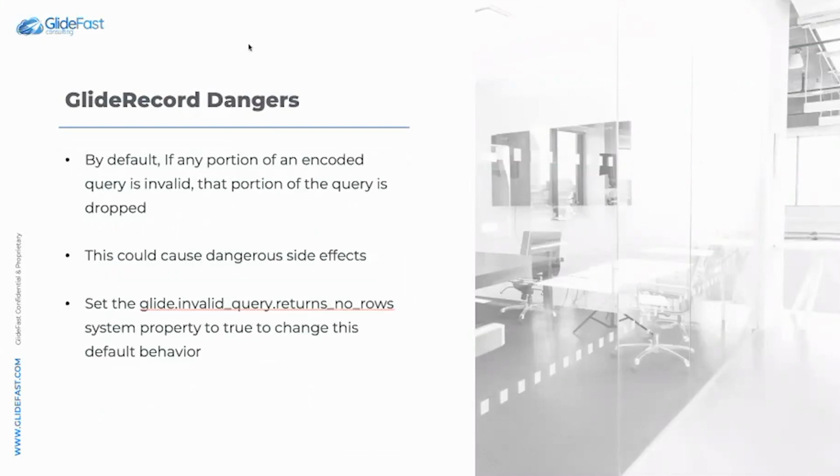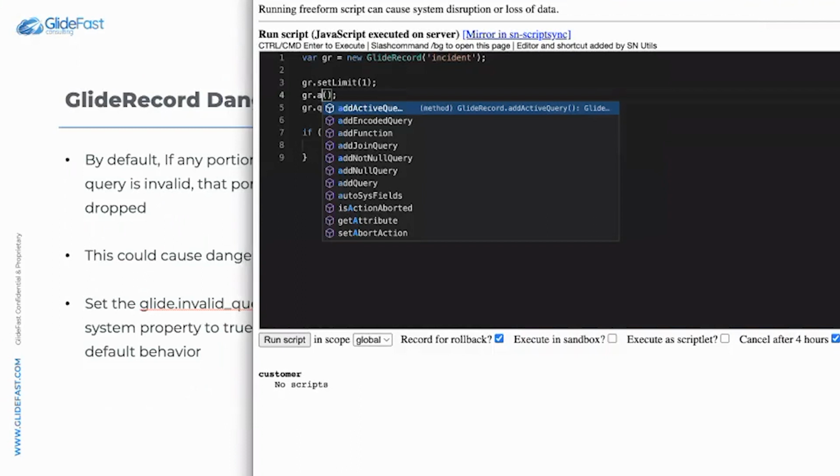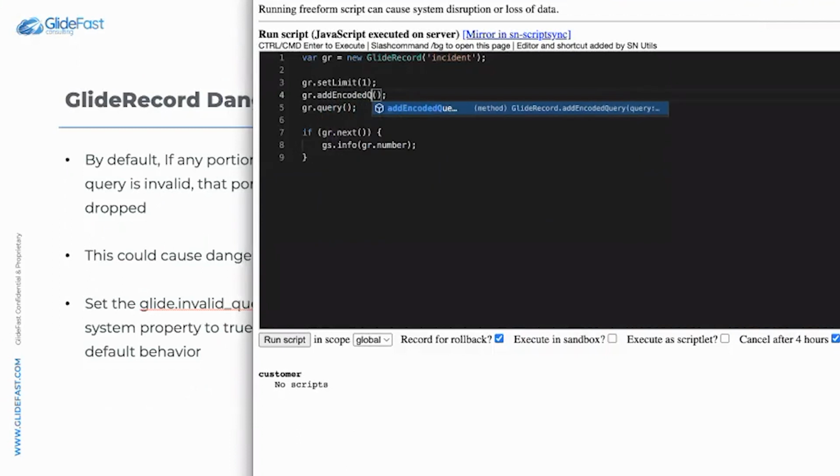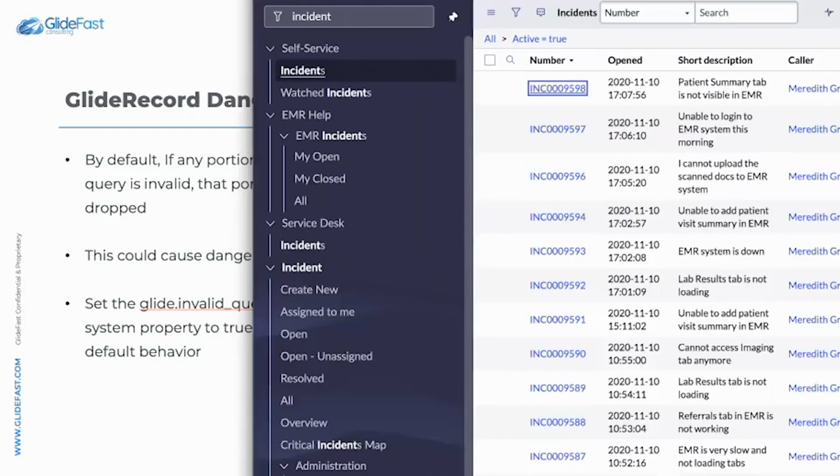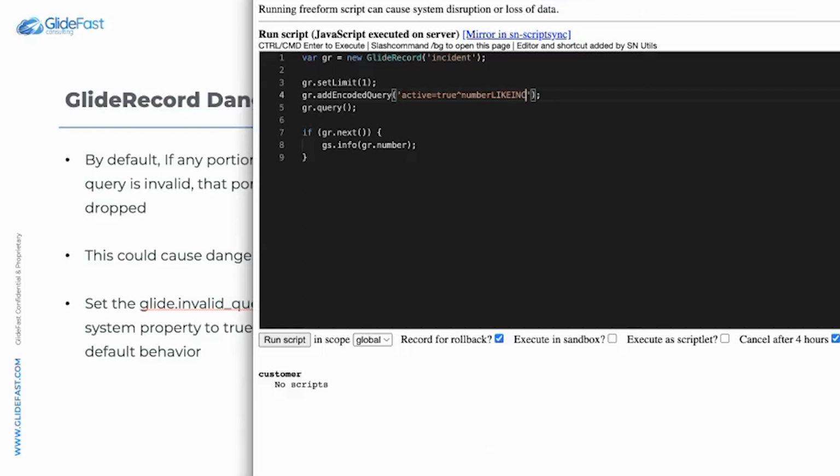Okay, dangers. I wanted to make sure we bring this up, right? So encoded queries, for those that aren't very familiar with GlideRecord, an encoded query is just a string that represents a query. So, okay, addEncodedQuery and let's say active equals true. So it's a string query. And let's also say number like, and let's just start with the first number, INC000. Now we should get records that meet these criteria.